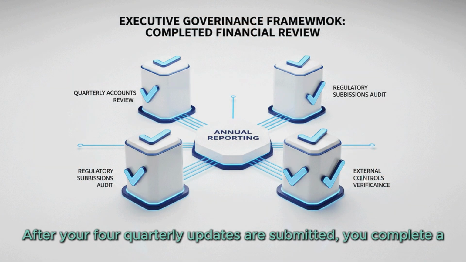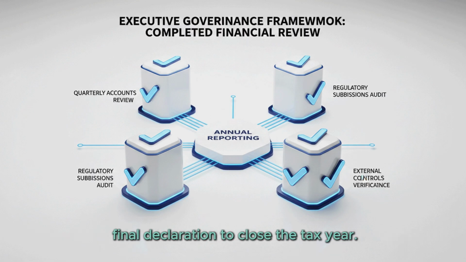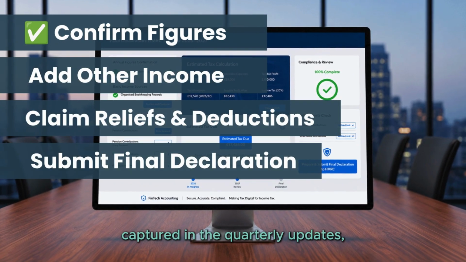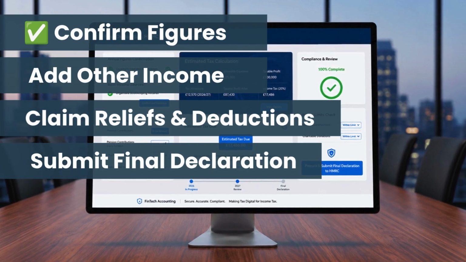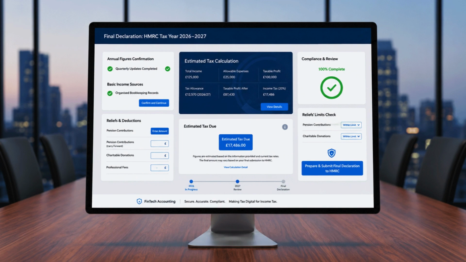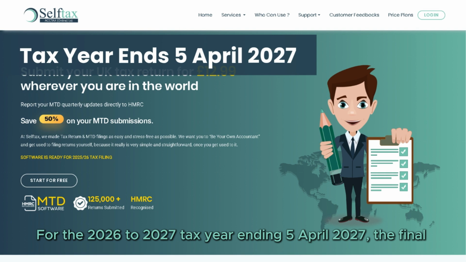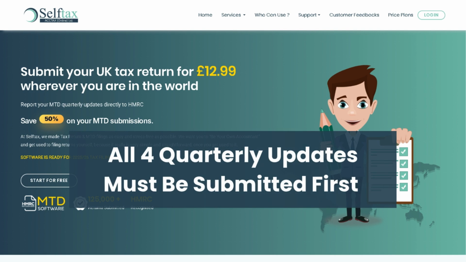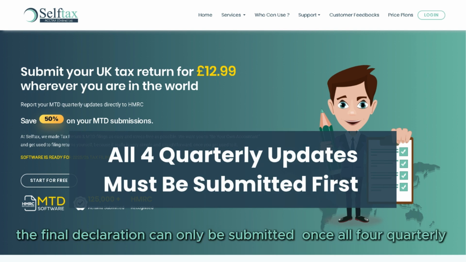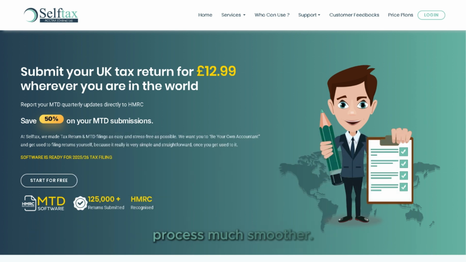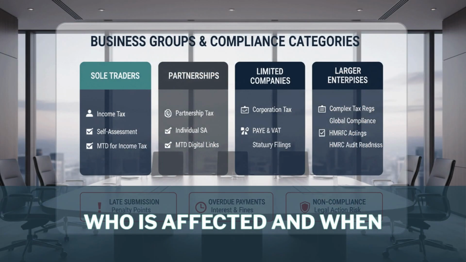After your 4 quarterly updates are submitted, you complete a final declaration to close the tax year. This is where you confirm all your figures, add any income not captured in the quarterly updates, and claim any additional reliefs or deductions. The final declaration deadline is the 31st of January following the end of the tax year. For the 2026 to 2027 tax year ending the 5th of April, 2027, the final declaration is due by the 31st of January, 2028. One important point. The final declaration can only be submitted once all 4 quarterly updates have been sent. Keeping on top of the quarterly deadlines makes the year-end process much smoother.